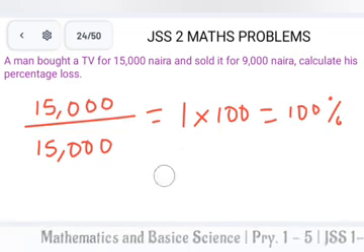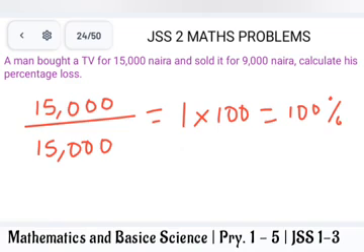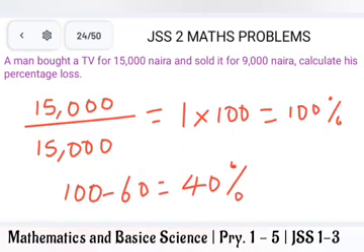Now if we subtract 60 from 100, 100 minus 60 will give us 40. Remember, our percentage sign must still be there because we are saying 100% minus 60%. That will give us 40%. So what are we going to call this 40%? Is it 40% profit or 40% loss? It's going to be 40% loss.